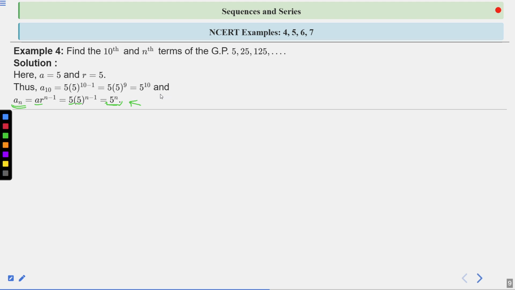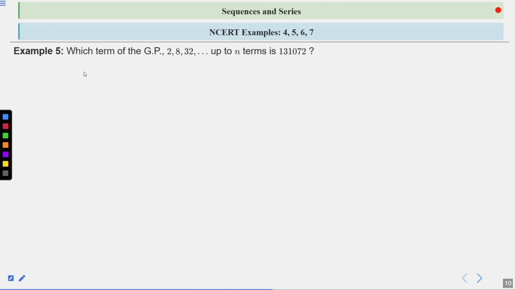Now, moving to next. This example. A GP is given to you. A few terms are 2, 8, 32 up to n. So, we have some finite terms in our GP, and we are provided with a number, 1,31,072. We have to answer which term of your GP is 1,31,072.